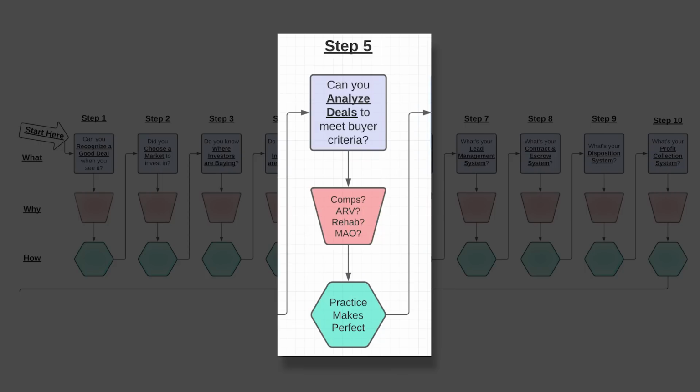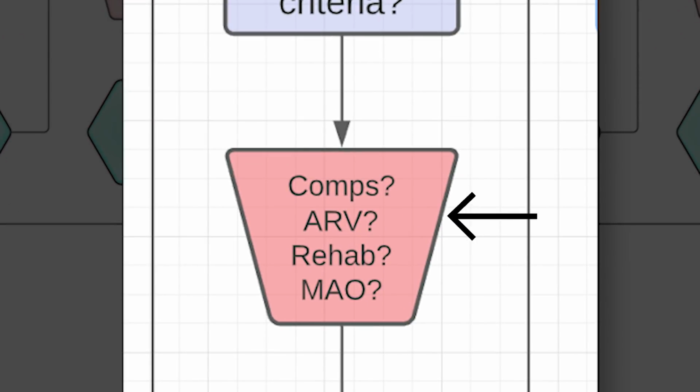So we've got a few good options so far, but let's keep going and jump to step number 5, which is going to be analyzing deals. This step is all about running your numbers. That's going to be finding your ARV, estimating rehab, and putting things into the maximum allowable offer formula so that you know what to offer to the seller.